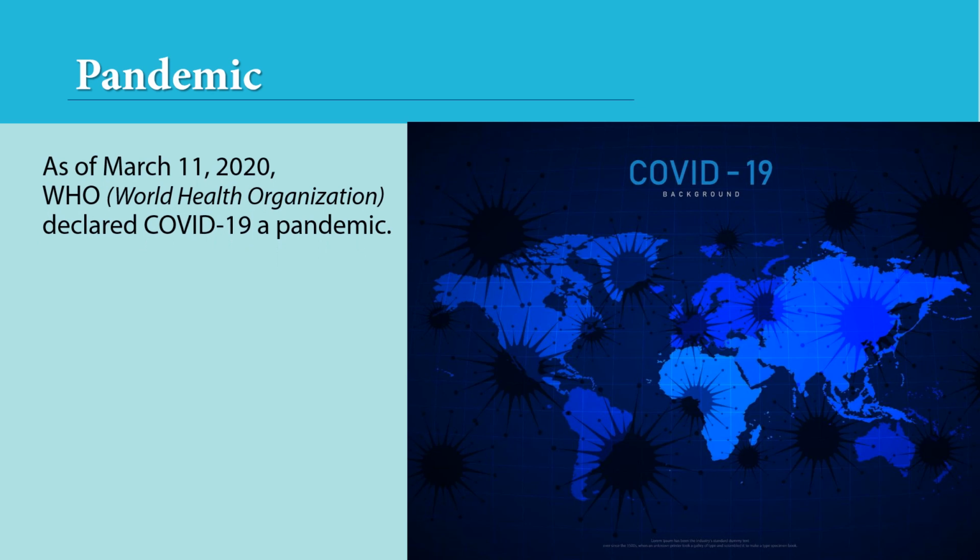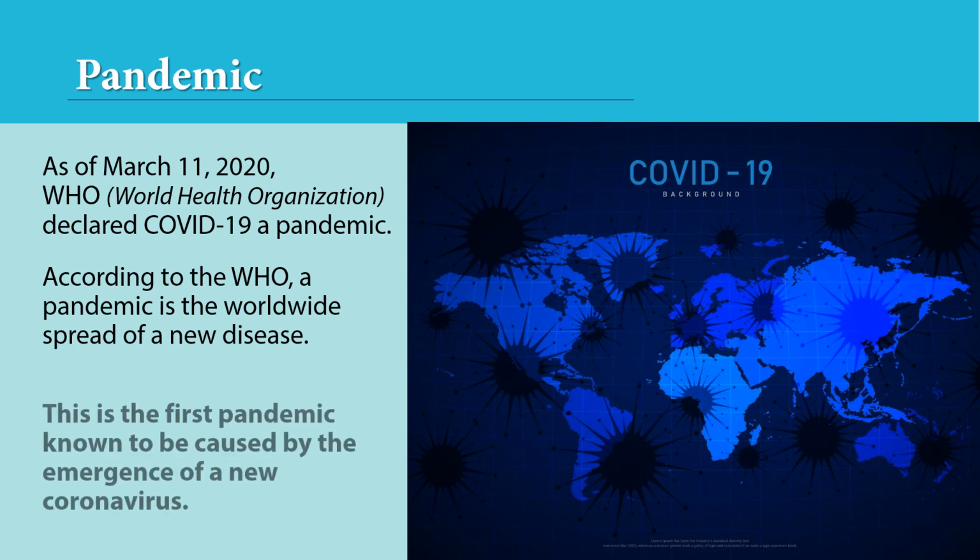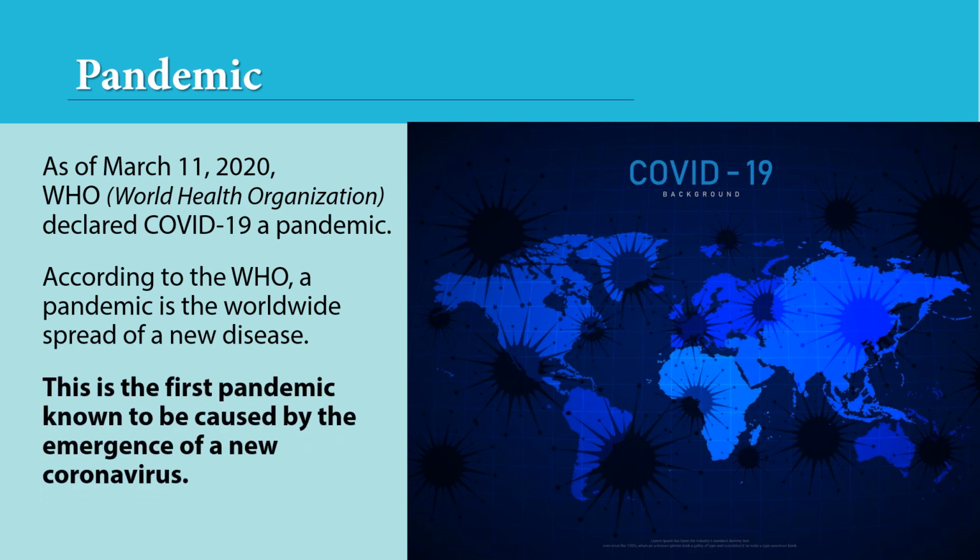On March 11th of this year, the World Health Organization declared COVID-19 a pandemic. A pandemic is when there is a worldwide spread of a new disease. And this is the first pandemic known to be caused by the emergence of a new coronavirus.